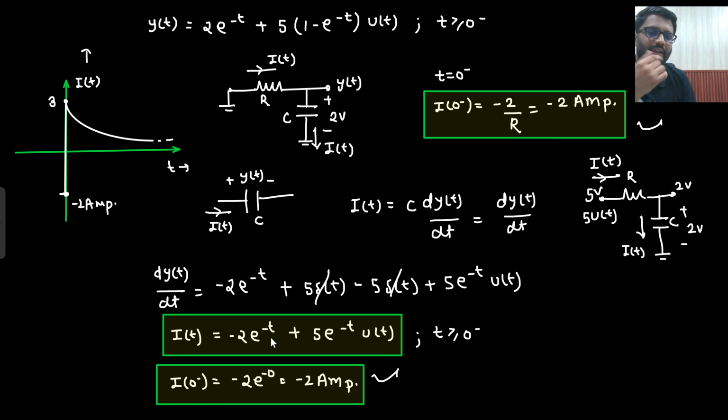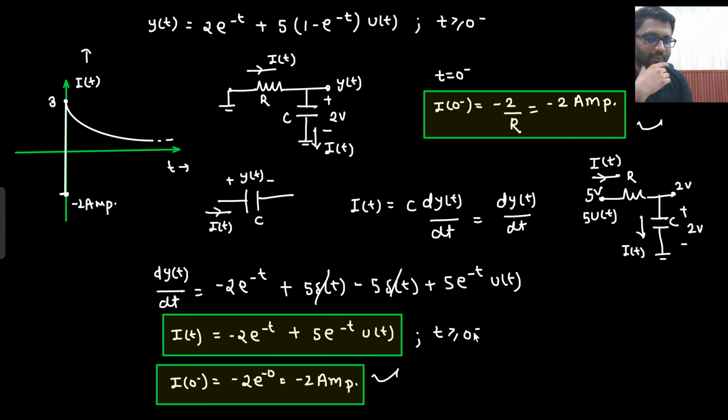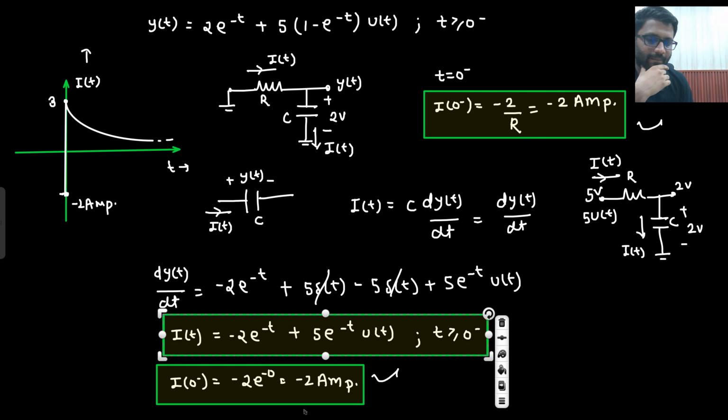So this was the graph of i(t). Can you draw the graph of this particular thing for t greater than or equal to 0 minus only? So if you draw the graph of this particular thing, at t equals 0 minus, this will not be into action. At t equals 0 minus, the value will be minus 2.